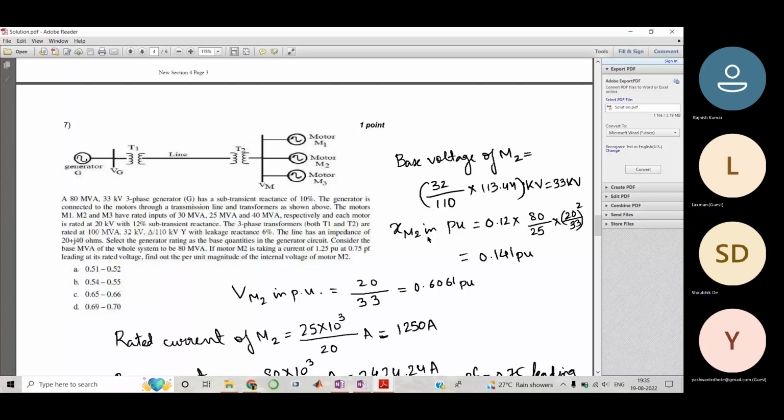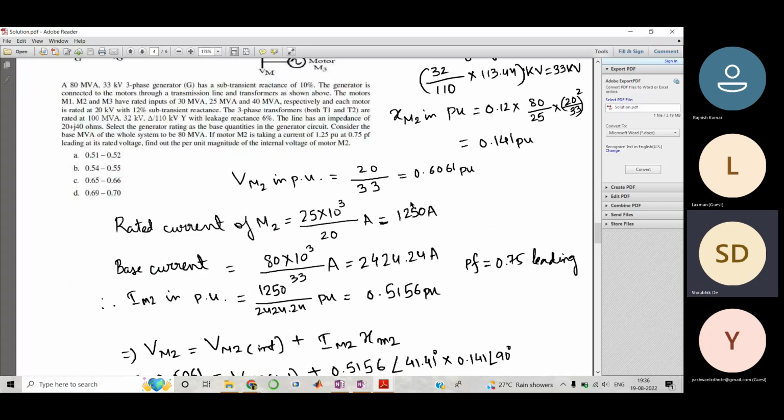Now the same problem, question number 7. The statement is a bit different here. Everything is the same, only they have asked us to calculate something else. They have mentioned that if motor M2 is taking a current of 1.25 per unit at 0.75 power factor leading at its rated voltage, find out the per unit magnitude of the internal voltage of M2. So we have to calculate the internal voltage of M2.